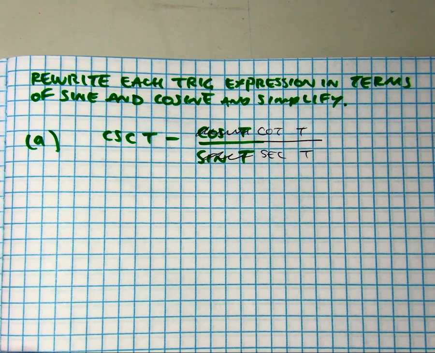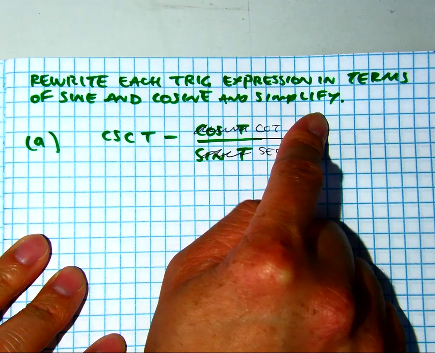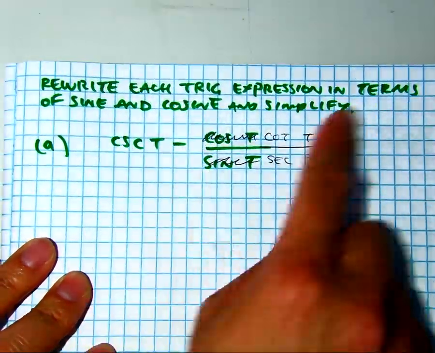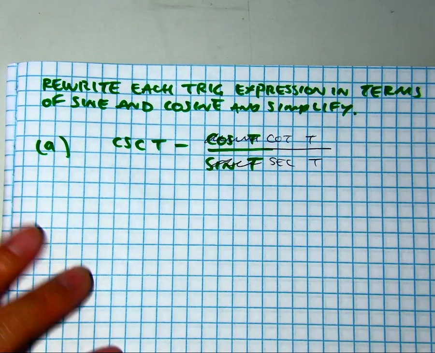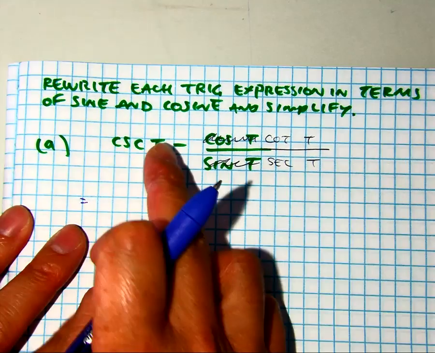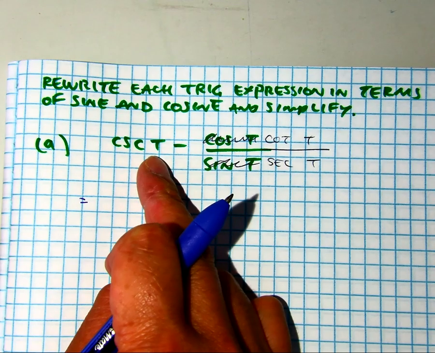Alright, so let's go ahead and rewrite each trig expression in terms of sine and cosine and simplify. It's an expression because there is no equal sign. It tells us to change them into all sines and cosines and then simplify. My variable here is t. If you ever have a lowercase t, you use uppercase so you don't confuse it with the plus sign.